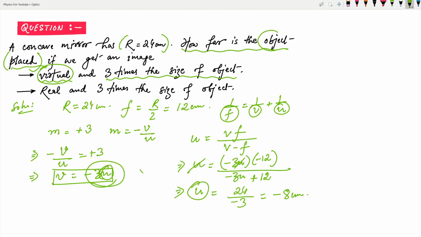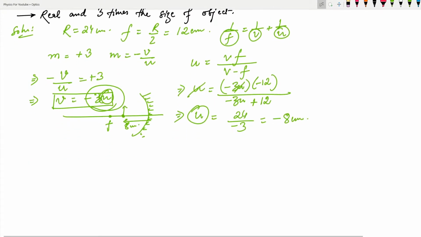the mirror. So if this is the concave mirror, and the focal length is 12 centimeter, so this is the focal length, 12 centimeter. So the object should be somewhere here. Okay, that is, you can say 8 centimeter in front of the mirror. And we know that when an object is placed between focus and pole, then we get a virtual image, and this is satisfied here. So the object is placed in between focus and pole. So this is the first part of the question.